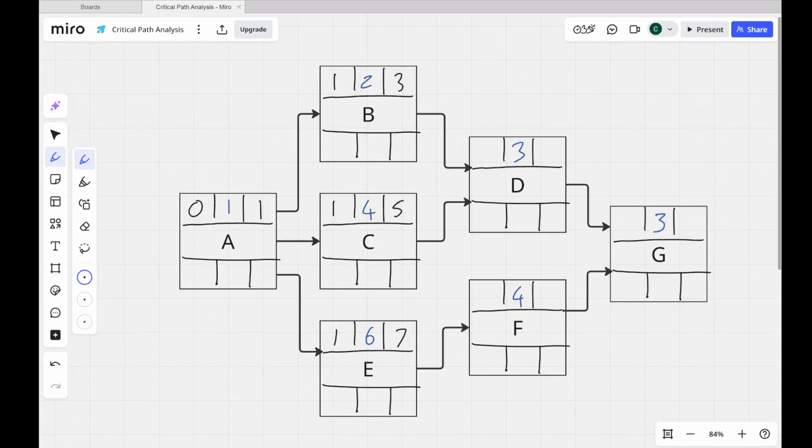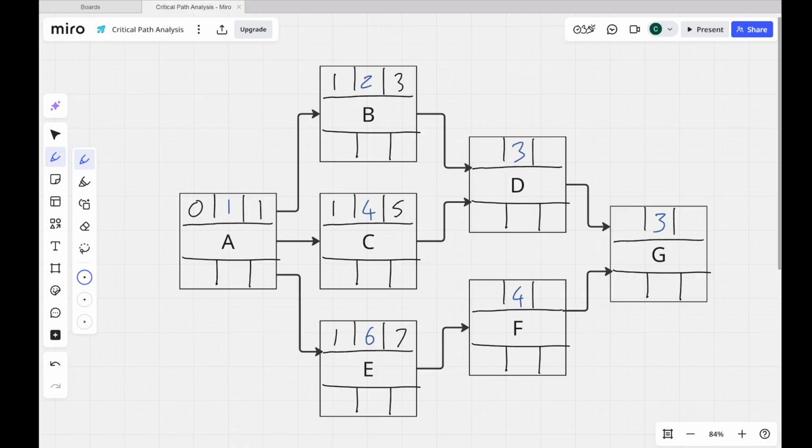Now E finishes on day 7, sorry. D cannot start until both B and C are finished. So B finishes at some point on day 3, C finishes at some point on day 5, which means I cannot begin D until both tasks are finished and C finishes last. So the easiest way to remember this, when you're going down left to right, this is called the forwards pass we're doing, by the way.